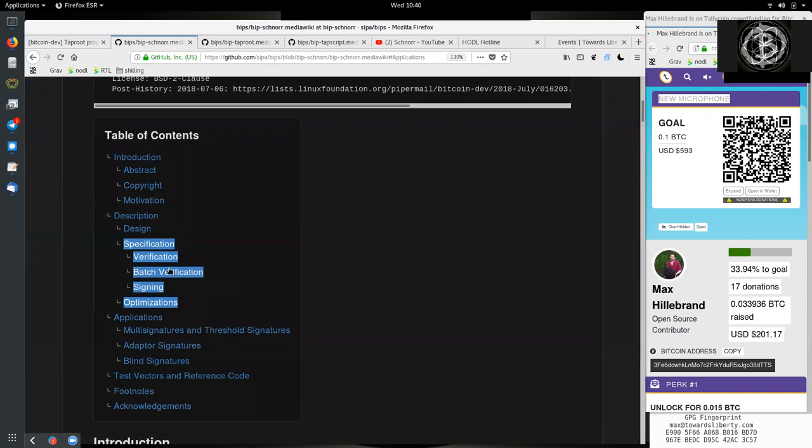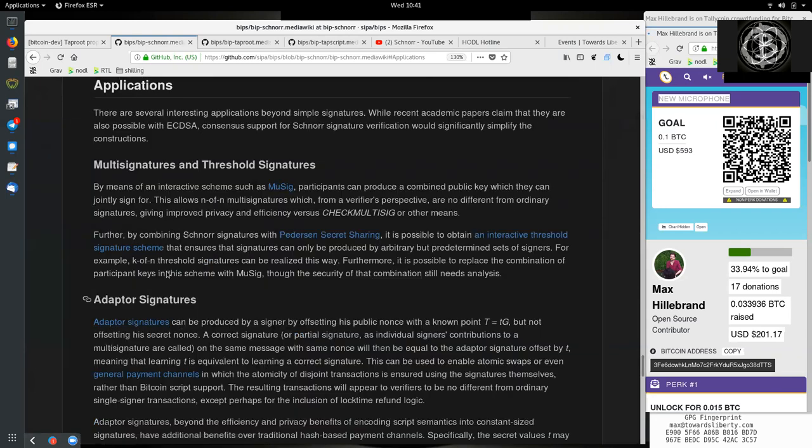This was a rather technical talk yesterday, and good that you stuck through this and are now here today to learn more about the applications that we can have with Schnorr signatures, including, but not limited to, multi-signatures and threshold signatures, adapter signatures, and blind signatures. And we have some of that already in the wild, but let's jump back into the reading.